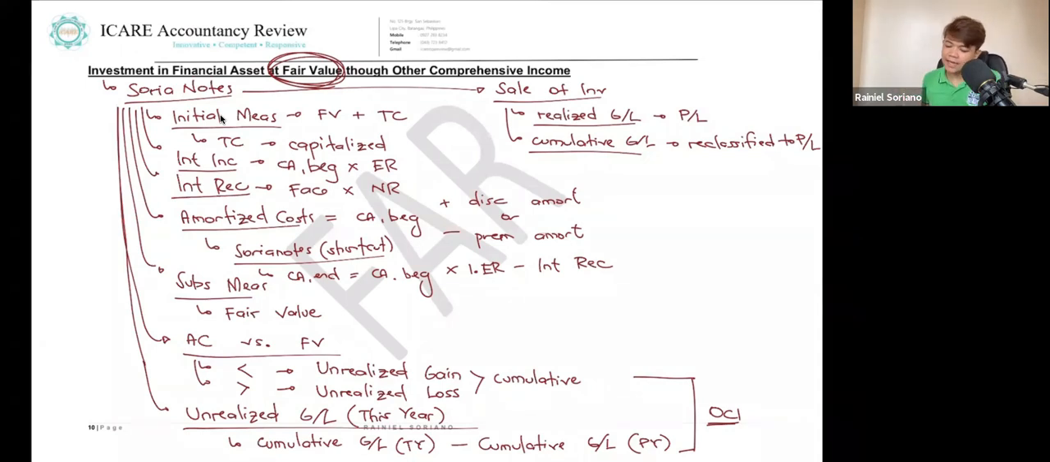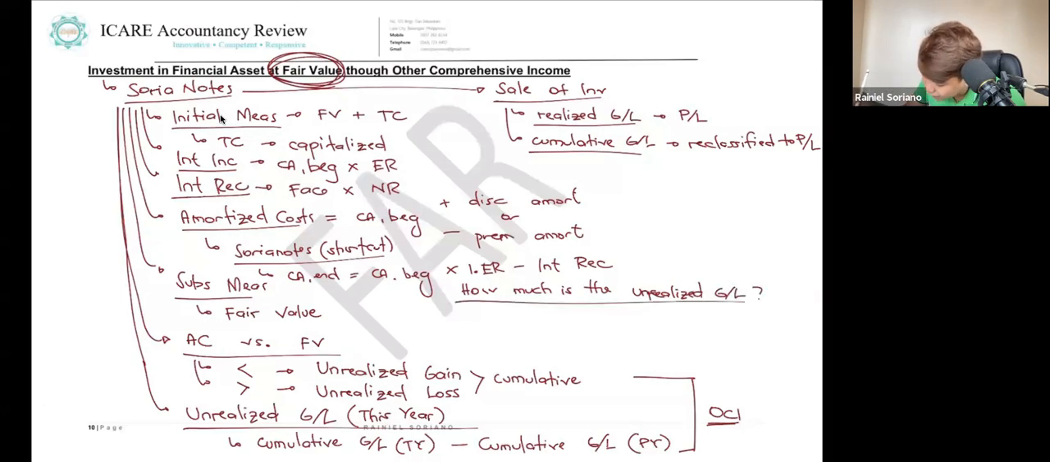One last thing. When a problem asks how much is the unrealized gain or loss, first find out where it is being asked. If the question is about the income statement, or the statement of profit or loss, which are the same, your answer will be 0 because OCI will never become part of the income statement. That's a trick question. Unrealized gain or loss does not enter the income statement.